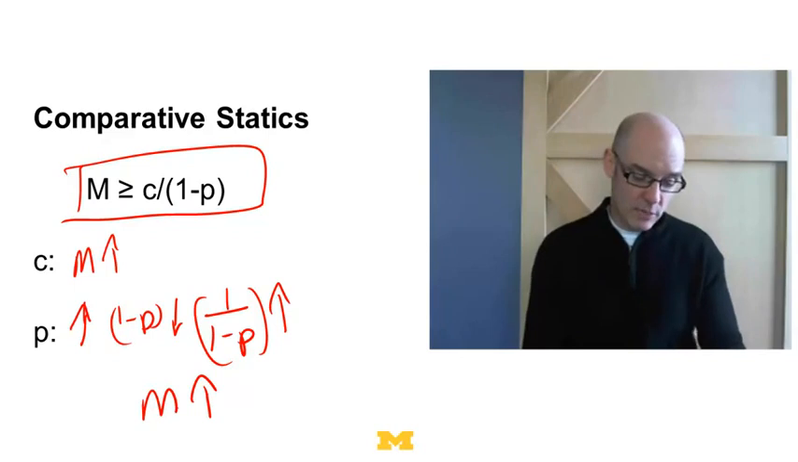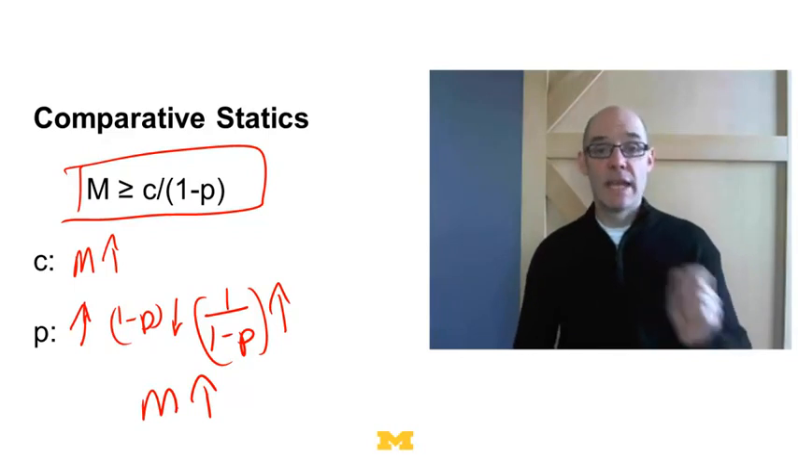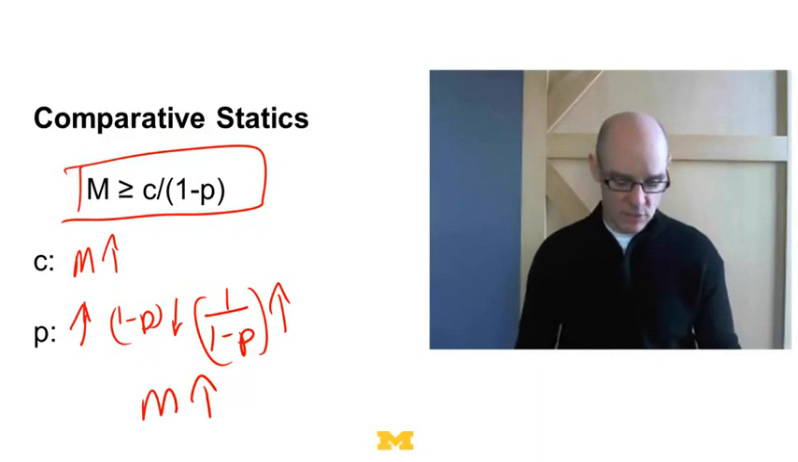So what we get, these comparative statics, are that M is increasing both in the cost of effort and in the probability of getting a good outcome even if you're not putting forward the effort. So we get these nice sort of comparative statics results.